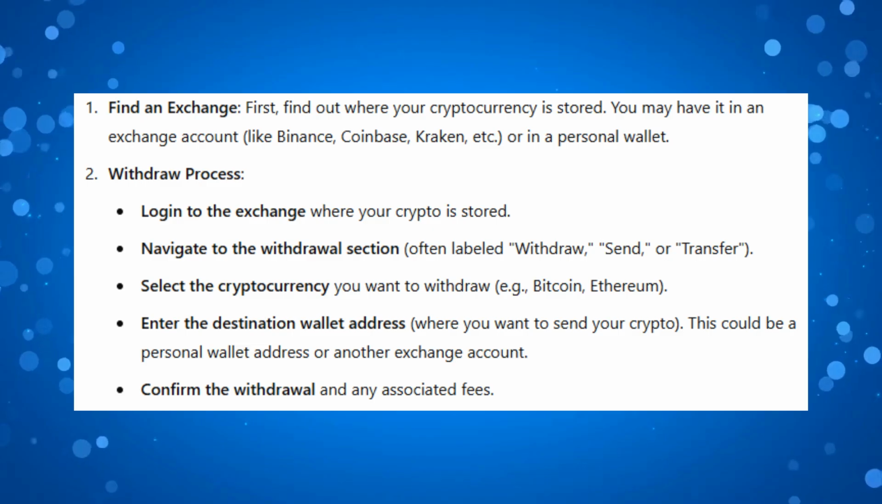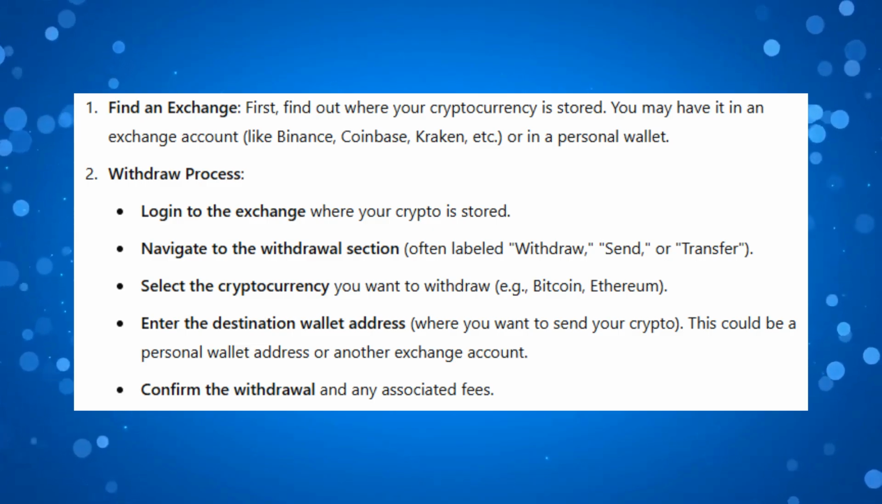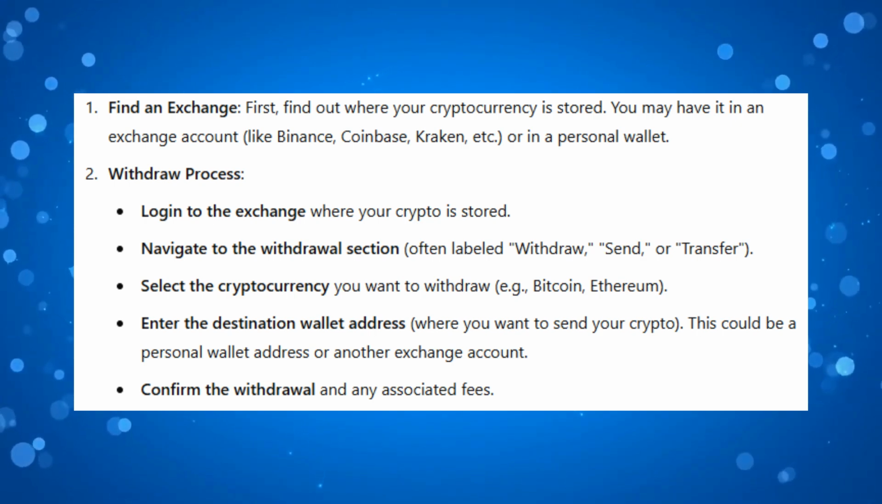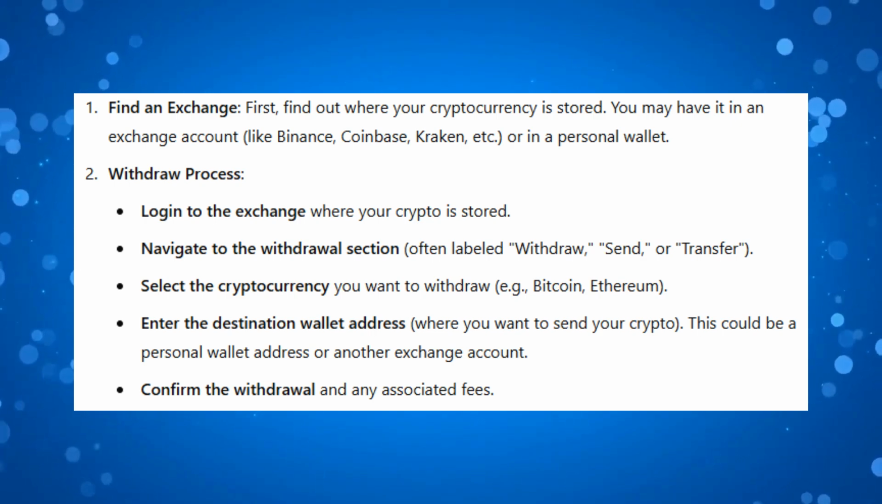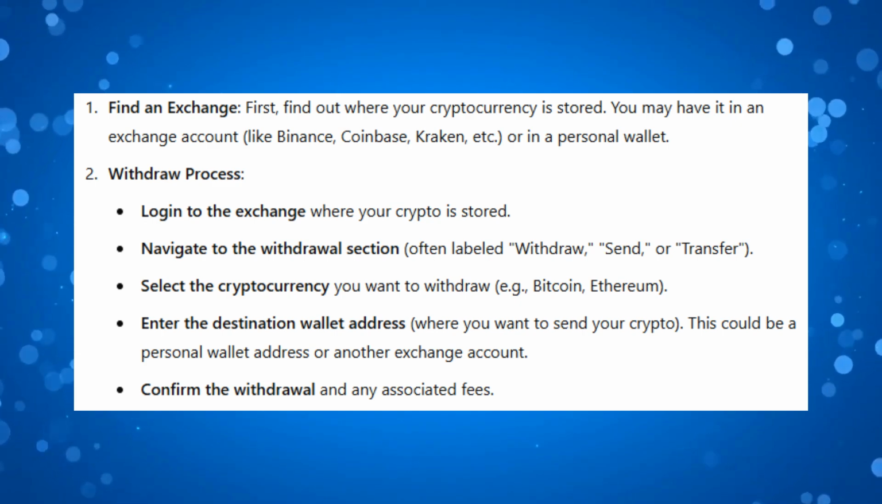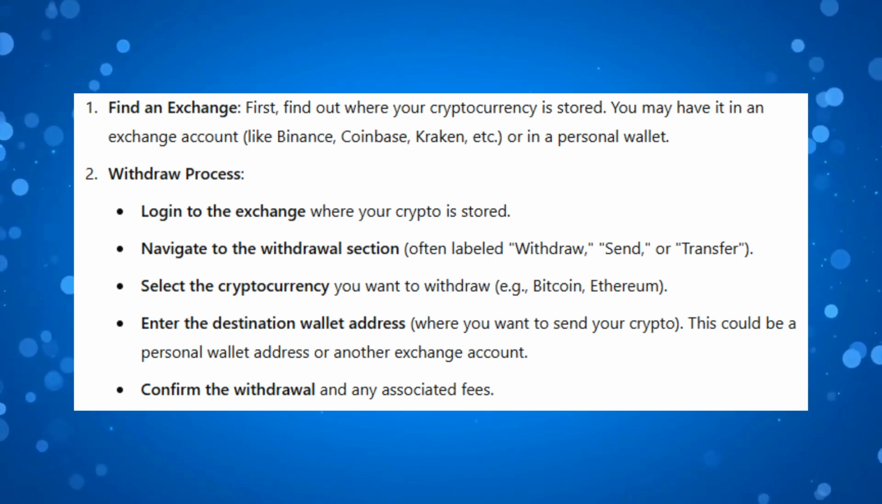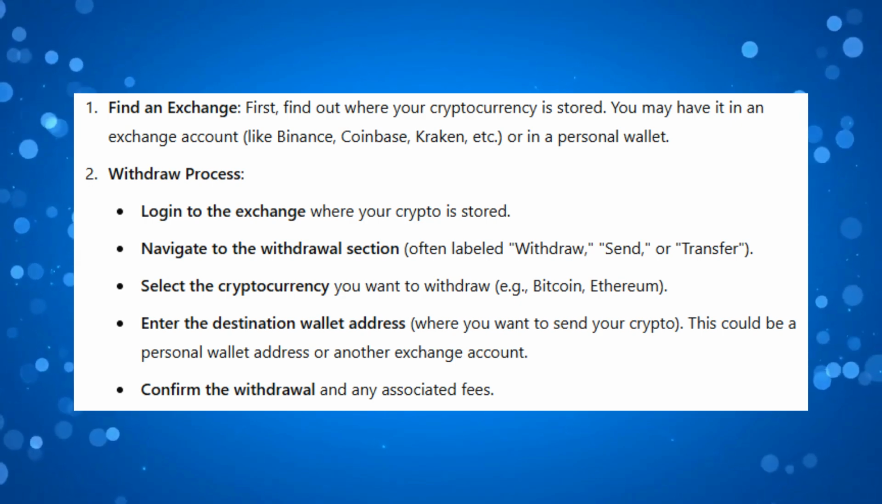So if you are looking to withdraw crypto, here's a general process you would follow on an exchange. What you would do first is find an exchange. So you want to first find out where your cryptocurrency is stored. You may have it in an exchange account, like for example, Binance, Coinbase, or Kraken, or maybe even in a personal wallet. So what you need to do is log into the exchange where your crypto is stored, navigate to the withdrawal section, which is often labeled as withdraw, send, or transfer.